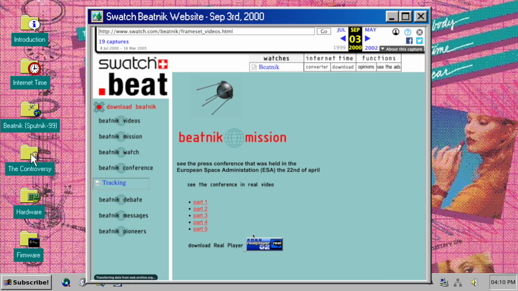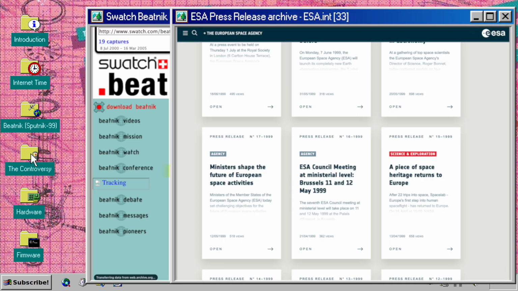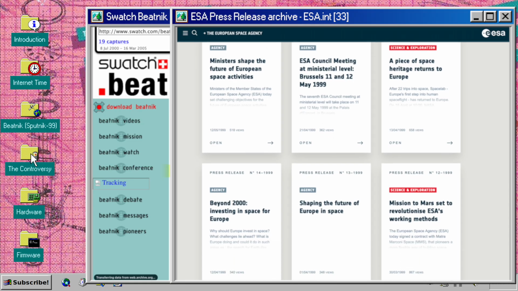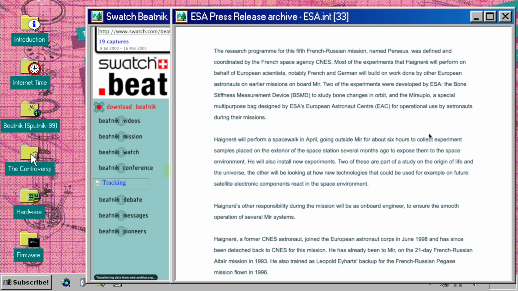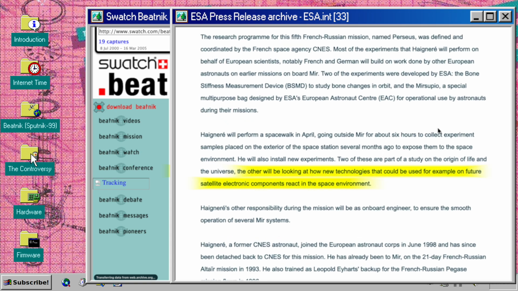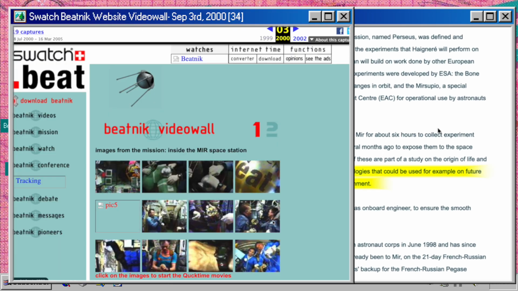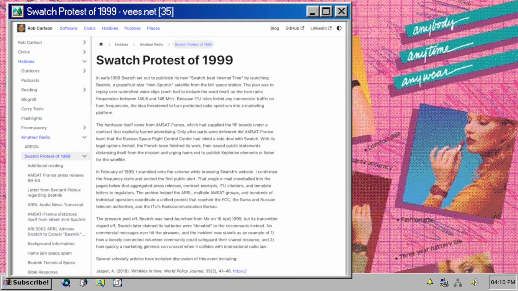The Swatch Beatnik website mentions a press conference that took place at the European Space Agency, but I couldn't find it in the European Space Agency archives. And although they report on the mission, there is no mention of the satellite anywhere on their website. The Beatnik website has a video wall, but all the links are broken, as Swatch was hosting the videos on a separate server.